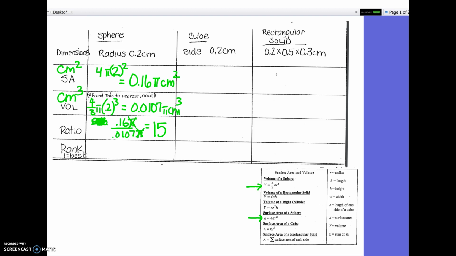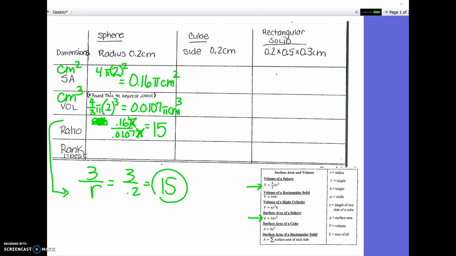Now, just a reminder, you may not remember this from the notes, but there is a shortcut. 3 over the radius will give you the ratio in one step. So if you can remember that formula, you can double check your answer. So 3 over 0.2 gives me 15. And so I know that I did it right. That way I can go back.